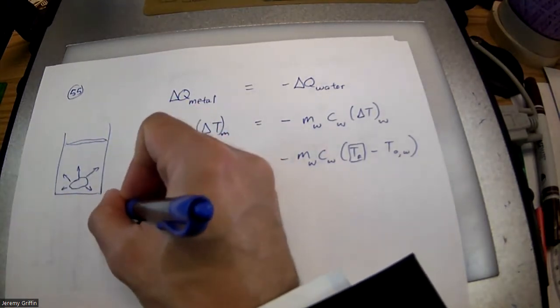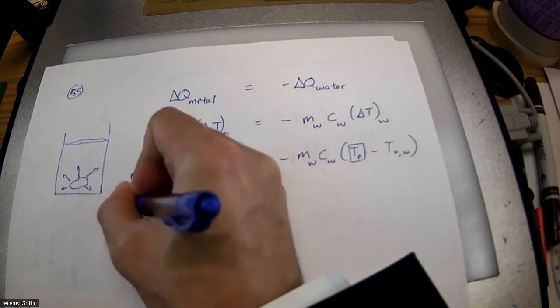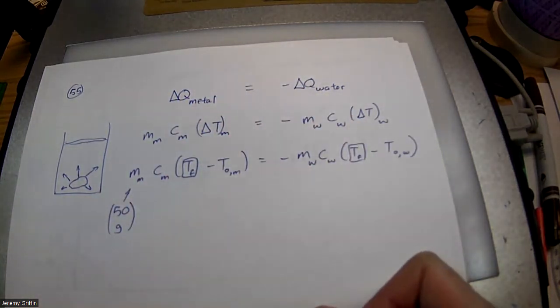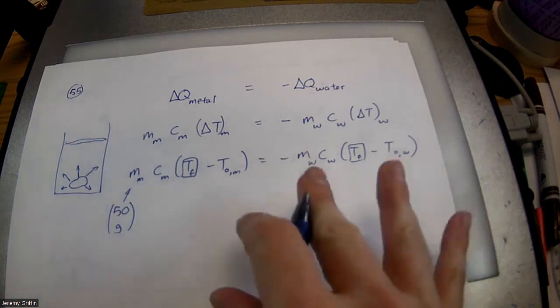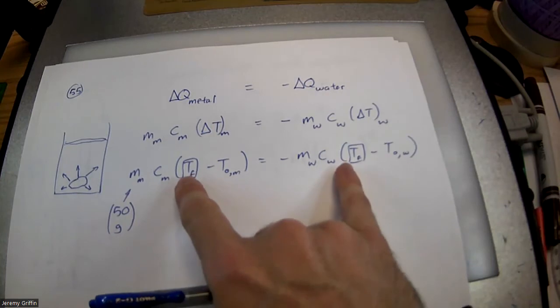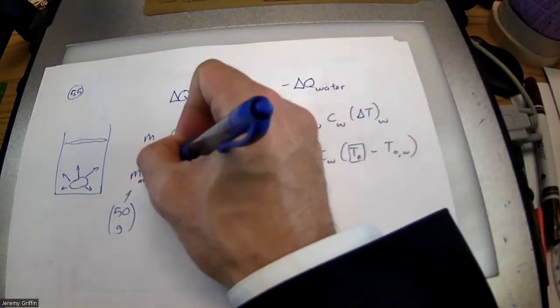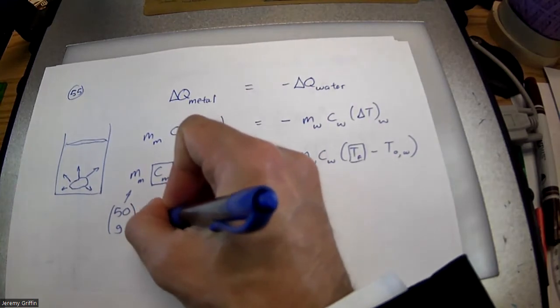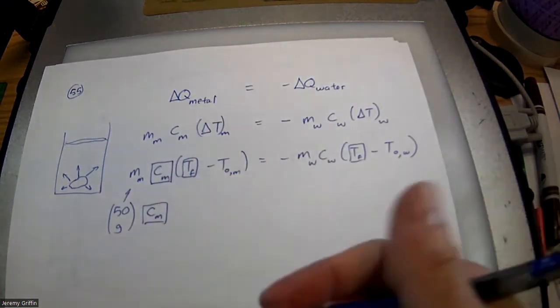So I've got 50 grams of metal myself. And, oh, you know what? I'm so sorry, guys. The setup is okay, but we're solving for something different than what I said. We know what the final temperature is. We're not solving for that. We're solving for the specific heat of the metal. Oops, that's okay, because the setup is still correct.